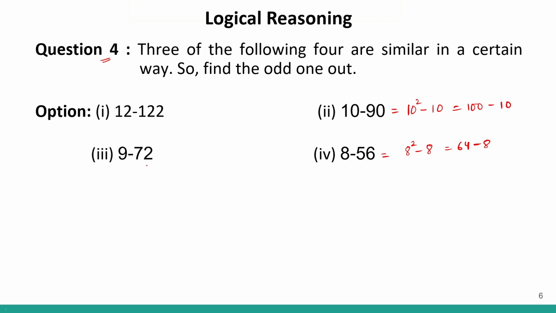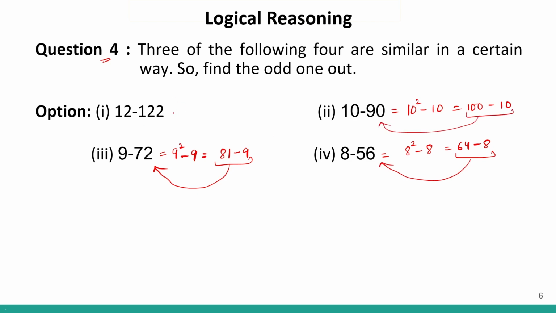Correct? Here I can see if I get 9 square minus 9, that means 9 square will be 81, minus 9 will give me 72. Correct? It will give me 72 in each case. But over here, if I do the same logic, if I do 12 square minus 12, so 12 square minus 12 will be 144 minus 12. This will give me how much? This will give me 132 and not 122.